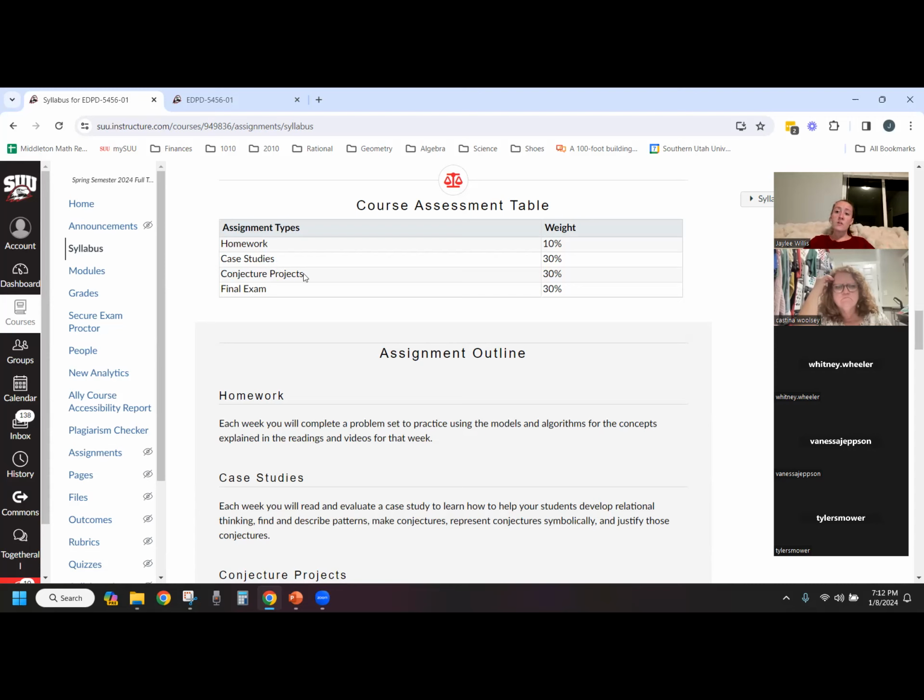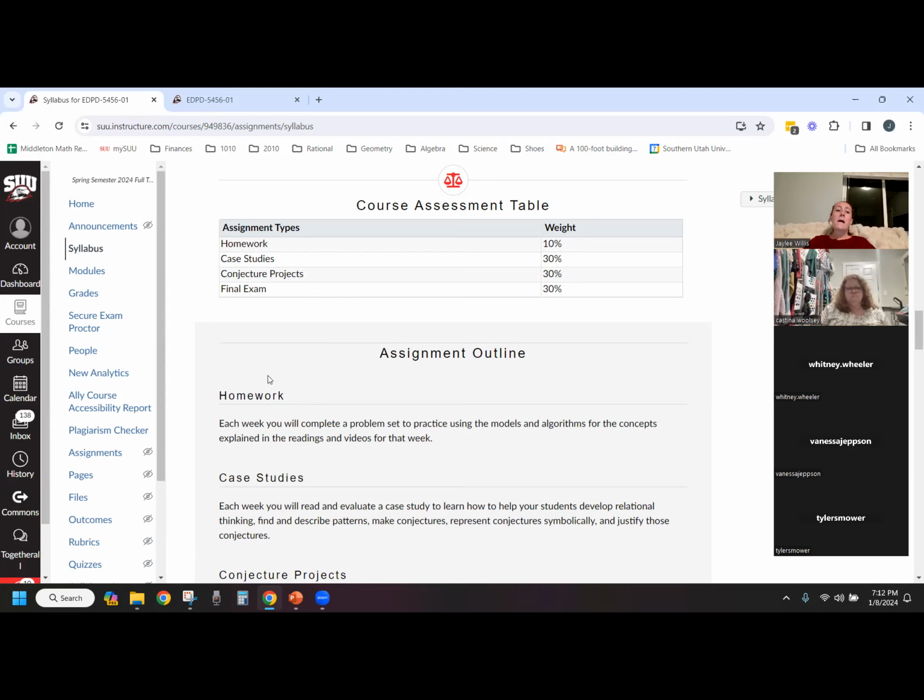The conjecture projects are ones where you will be making your own conjectures and proving those conjectures. Because again, one of the main goals of this class is to learn the process of forming conjectures and proving conjectures so that you can help your students form their own conjectures and also prove those conjectures. So I'll spend a little bit more time talking about those so you get a better idea of what that will look like.